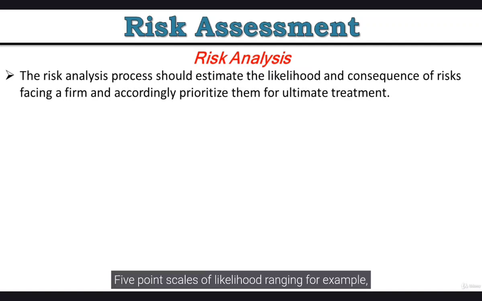It may use 5-point scales of likelihood, ranging, for example, from less than 5% for the least probable to more than 90% for the most probable, and consequence, ranging, for example, from less than 2% of gross revenue or 4% of net revenue for the least consequential to more than 20% of gross revenue or 40% of net revenue for the most consequential. This scale may suffice for this. Inherent and residual risks may then be calculated and compared by combining likelihood and consequence ratings before and after treatment.